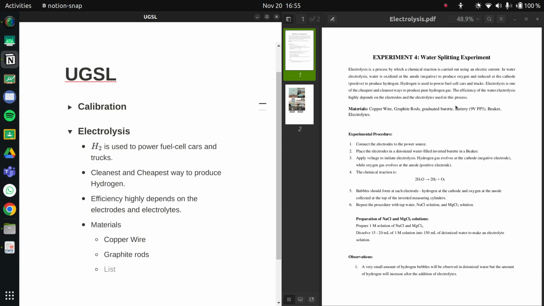A graduated burette. Graduated, you get the thing. It's going to have markings everywhere. It's like a tattooed burette, marked with markings.